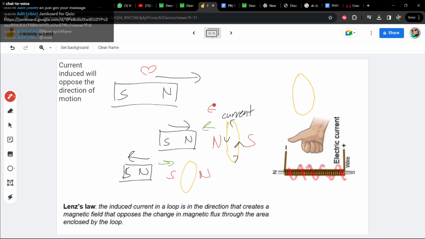And I'm assuming the current would be clockwise when it's moving away. Yeah, it's clockwise when it's moving away. So in this case, the direction of motion and the poles are the most important things.